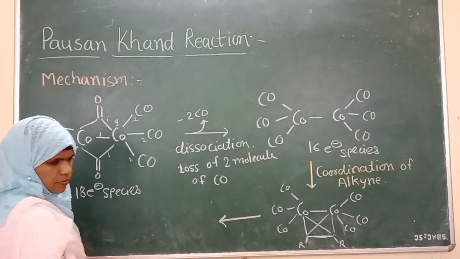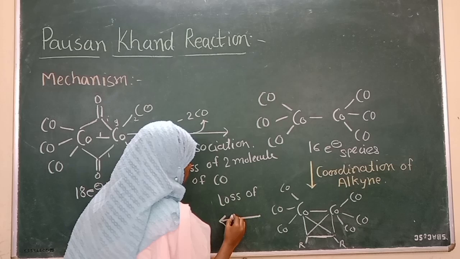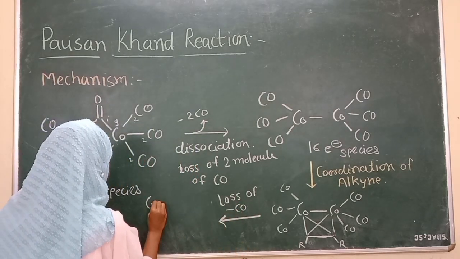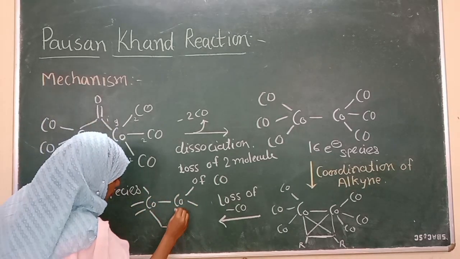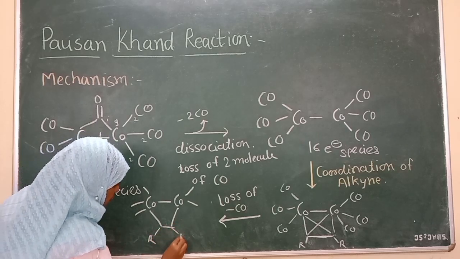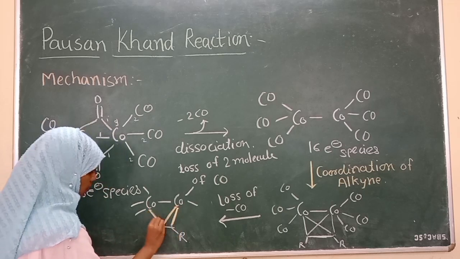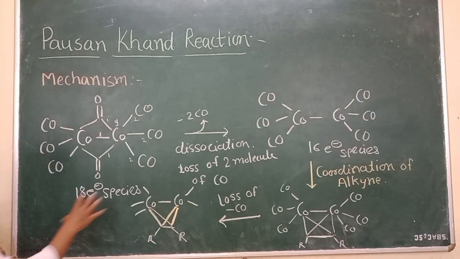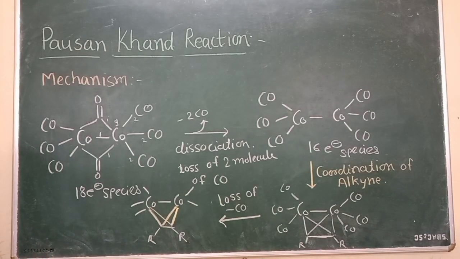Loss of one CO molecule. Now we get this, and we can show the bond between the cobalts, and here it is again 18 electron. What will be the next process?